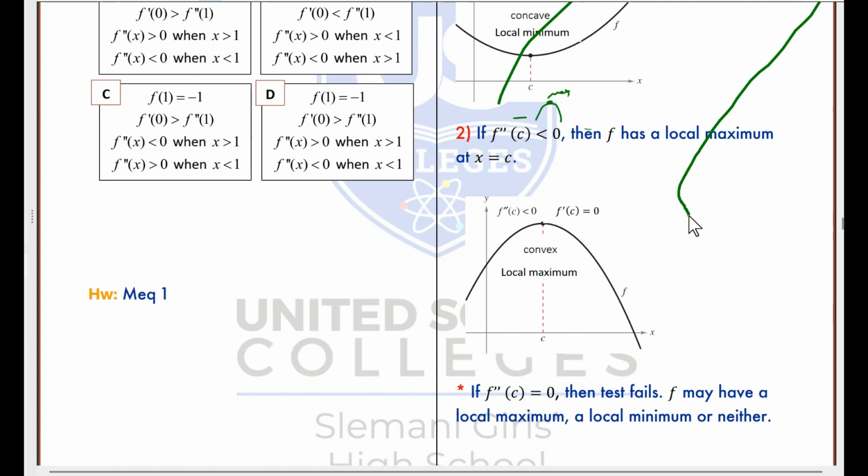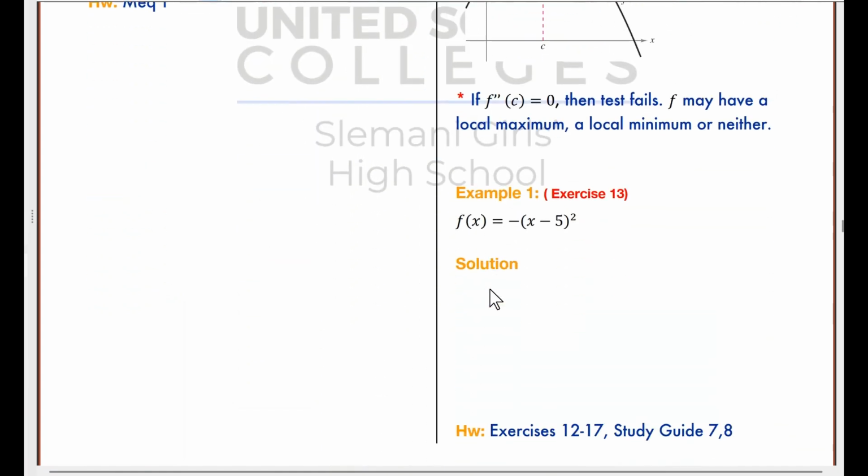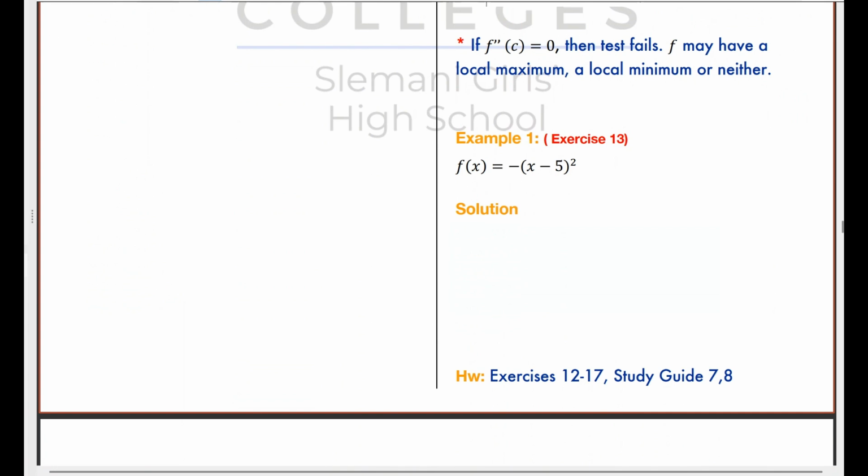What if the value that makes the first derivative 0 makes the second derivative 0 too? In this case, we will say the test fails. It doesn't mean that there is no maximum, no minimum. It means it's inconclusive. We don't know what it is. We may have a minimum point, a maximum point, or neither of them. We have to use the first derivative test to figure it out.